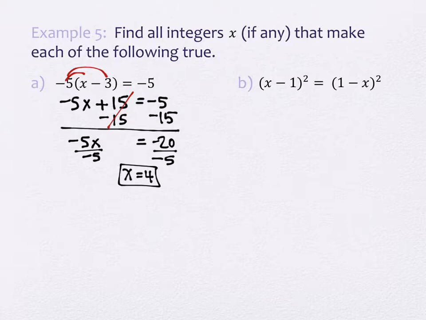So let's double check. If I had the number 4 here, what is 4 minus 3? 1. And what is 1 times negative 5? Negative 5. So it works, right? Absolutely works.